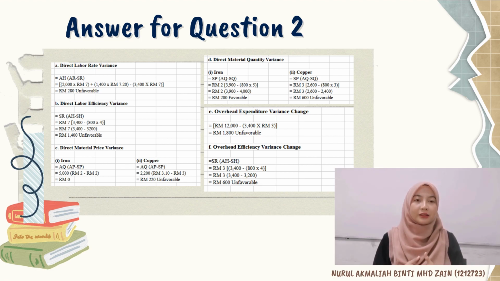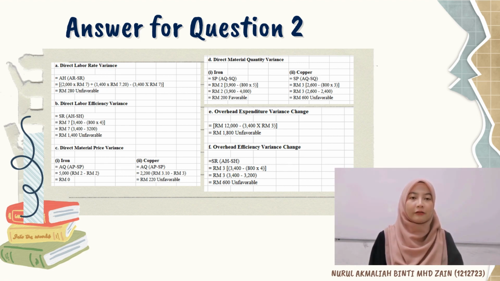D. The formula for direct material quantity variance is direct material quantity variance equal to standard price times actual quantity minus standard quantity. So the standard price is RM2. The actual quantity of iron is given as 3,900 units. The standard quantity is calculated as 800 units per batch multiplied by 5 batches. For copper, the standard price is RM3. The actual quantity of copper is given as 2,600 units. The standard quantity is calculated as 800 units per batch multiplied by 3 batches. Therefore, the company experienced a favorable direct material quantity variance of RM200 for iron and an unfavorable variance of RM600 for copper.